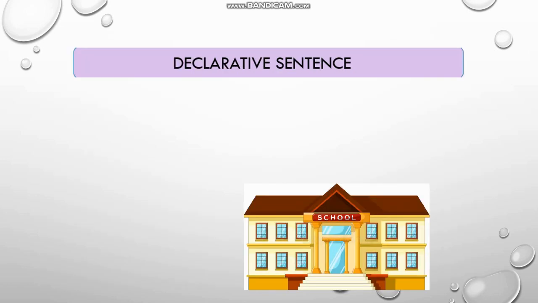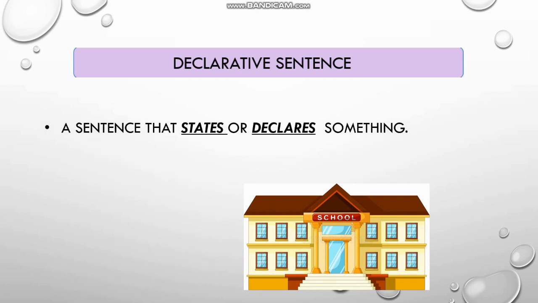Now let's look at the first type of sentence, which is declarative sentence. It is also known as assertive sentence. It is a type of sentence that states or declares something. It declares or states ideas, opinion, and facts. It always ends with a full stop. Now let's look at the definition. A sentence that states or declares something. A sentence which is used in our day-to-day life and it is used in casual conversations or formal conversations with others. It always ends with a full stop.